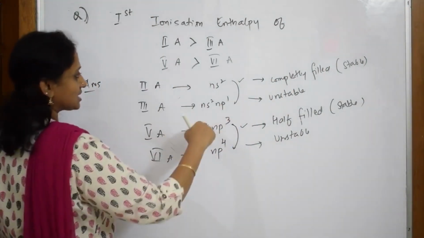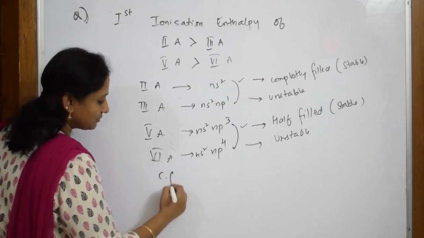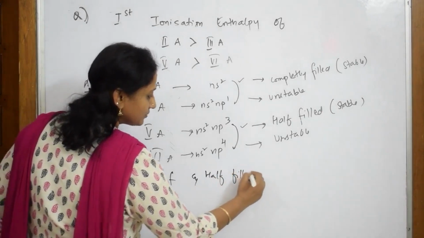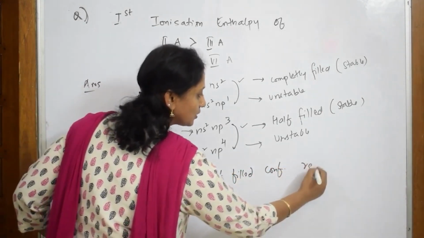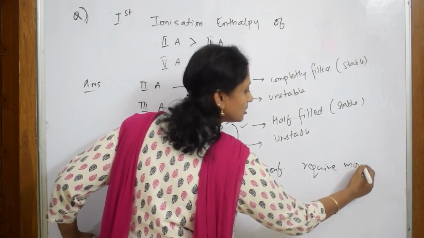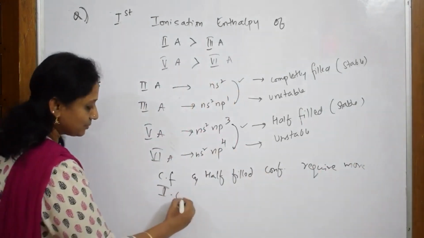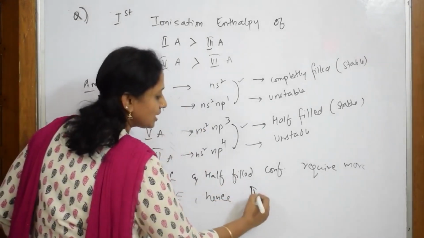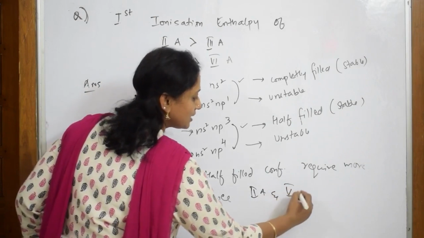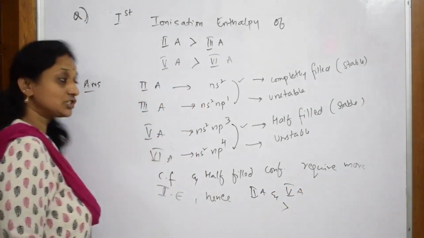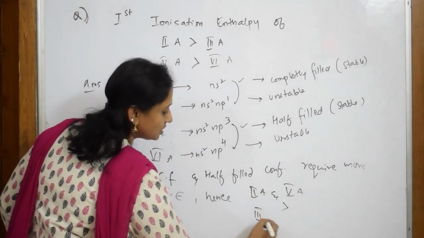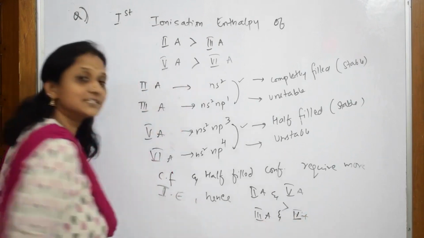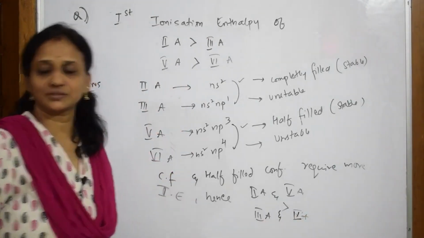So just start answering now, right? Completely filled, I'm writing shortcuts, and half filled configurations require more ionization enthalpies. Hence, 2A and 5A have greater ionization enthalpy compared to 3A and 4A. Simple, isn't it? You're going to write the answer.